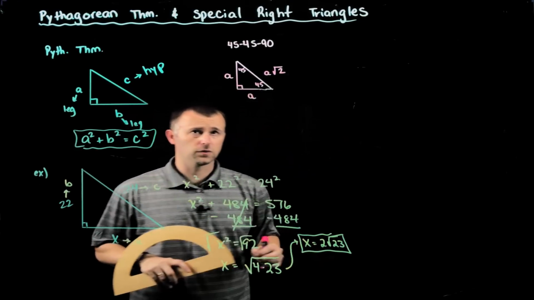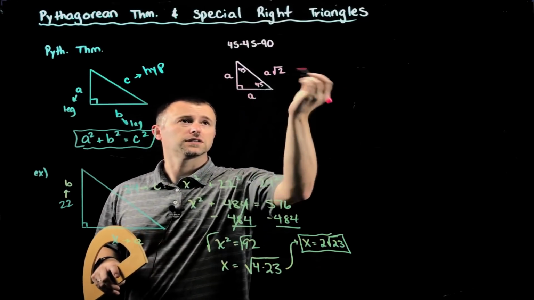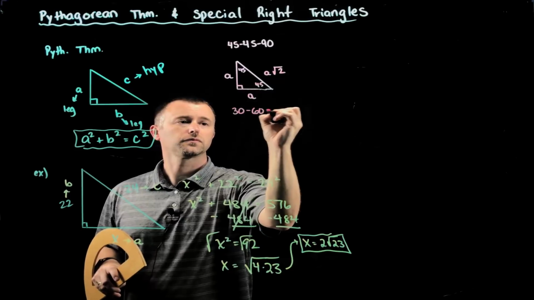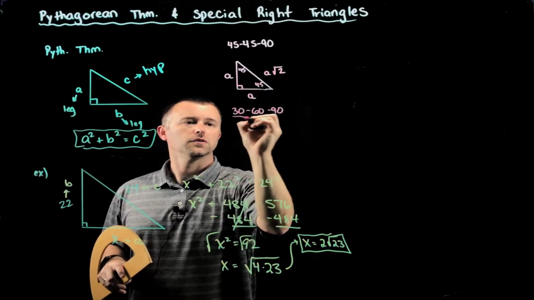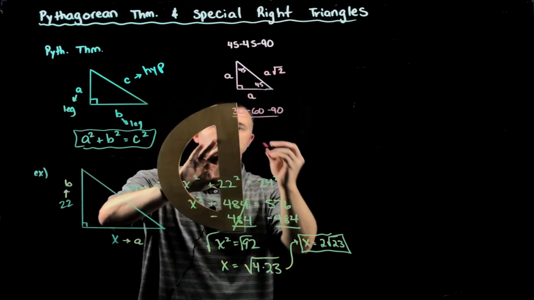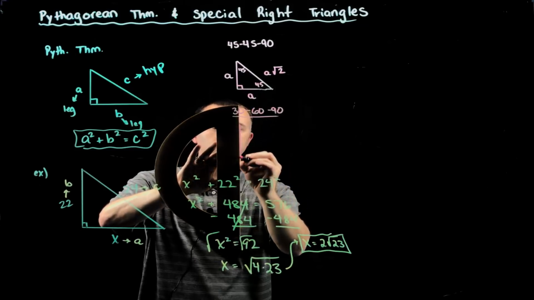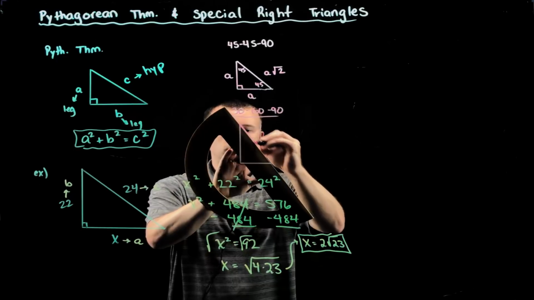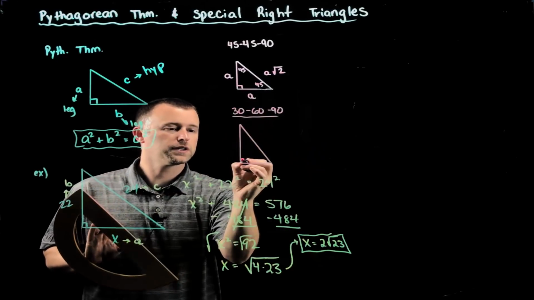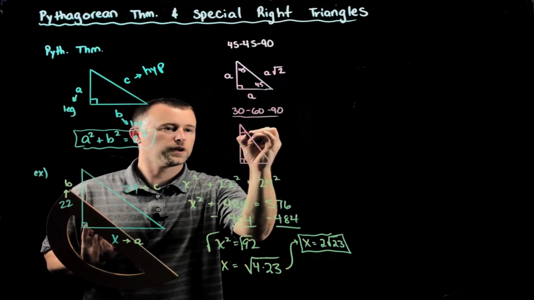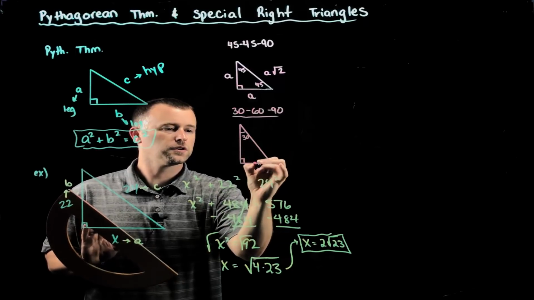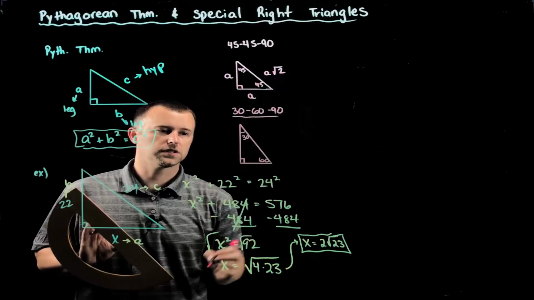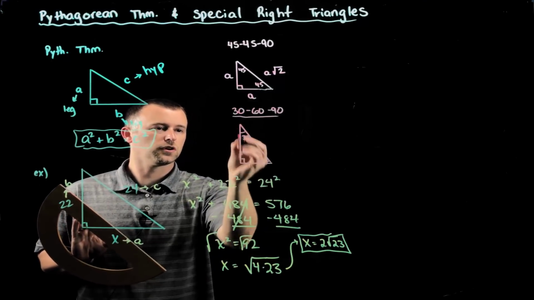And there's a second triangle we need to know, and that's your 30, 60, 90 triangle. I'm going to put that right here as well. This triangle is not isosceles, which means the two legs are of different lengths. In this one, the way I drew it, the smaller angle right here is 30 degrees. Notice that opens up to your smaller side. The larger angle, which is 60 degrees, opens up to your larger side.